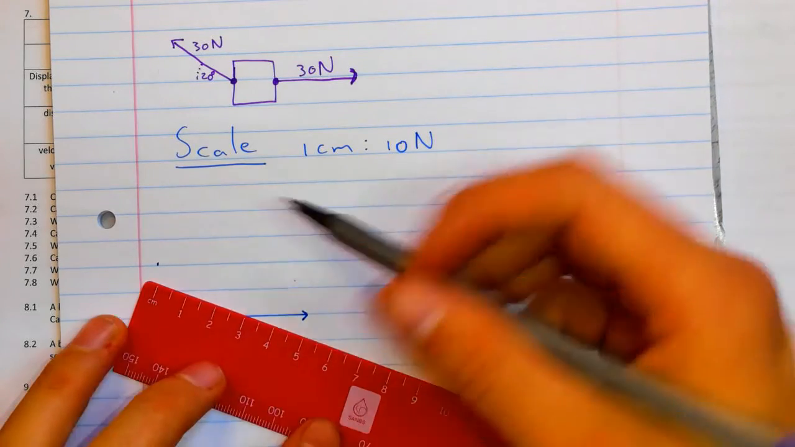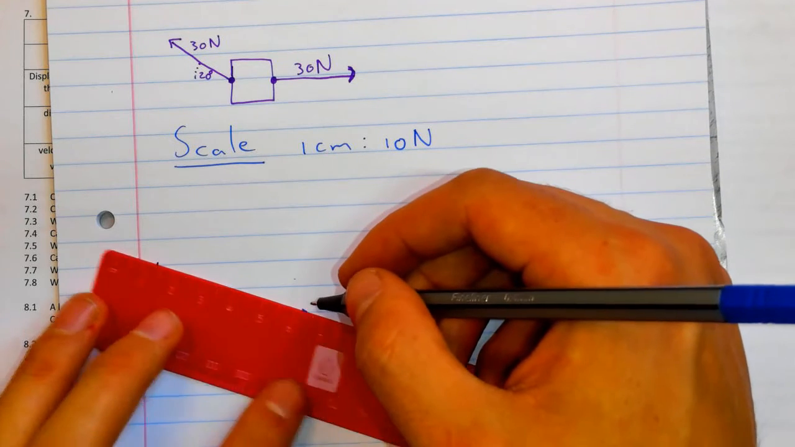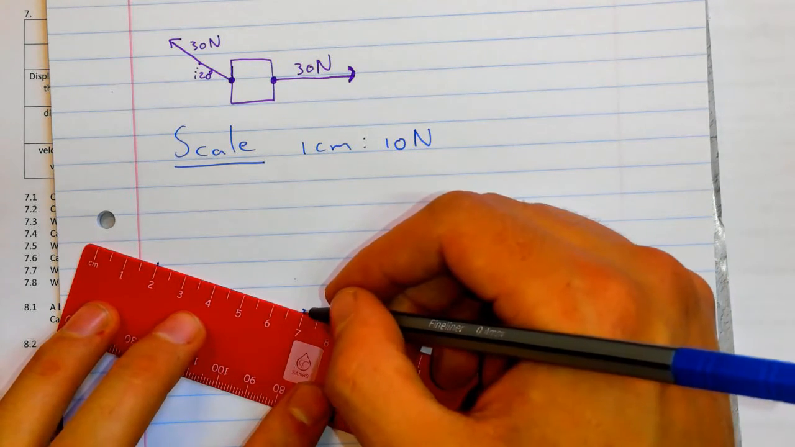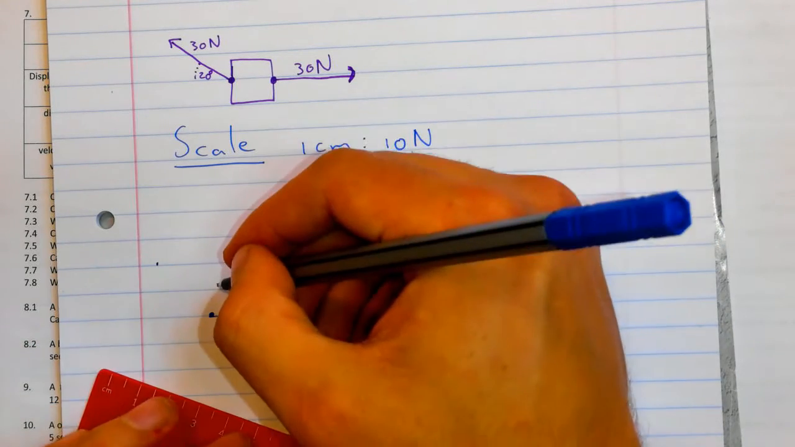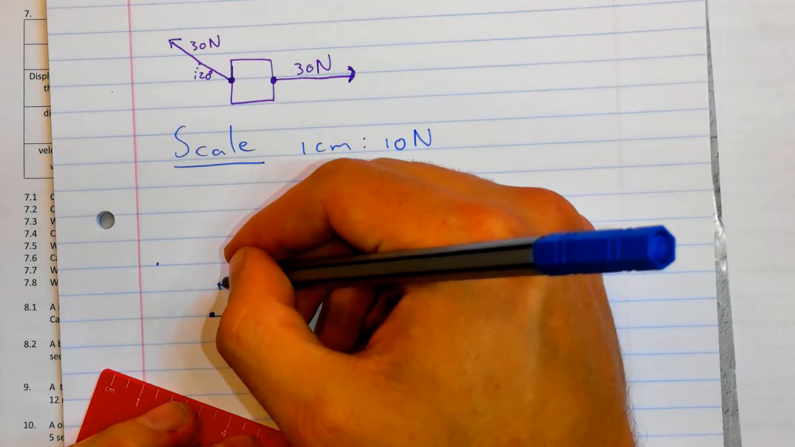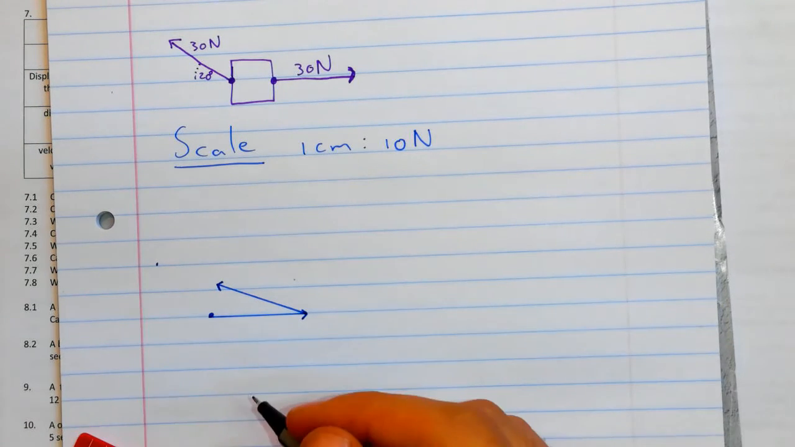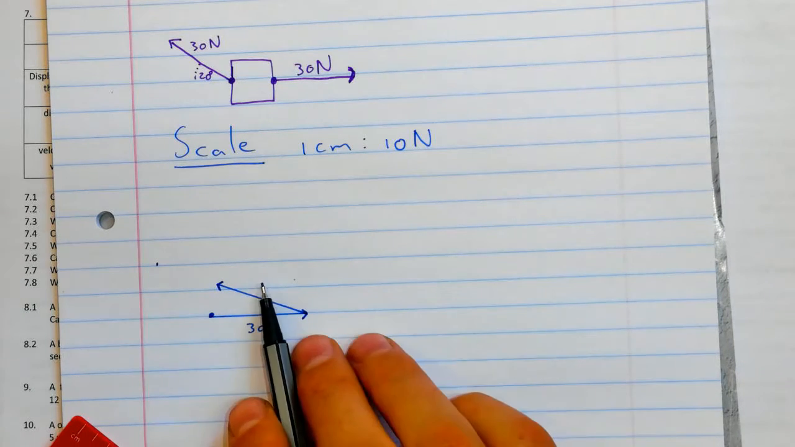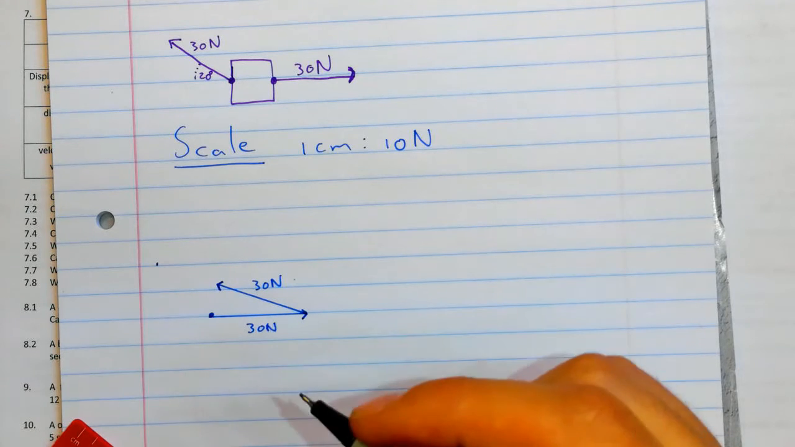I take my ruler, and this is 30 newtons, so it would be 3 centimeters. You can choose any way to do it. I'll start here and measure out 3 centimeters like that. So this first vector is 30 newtons to the right. The second vector is 30 newtons at an angle of 20 degrees north of west.